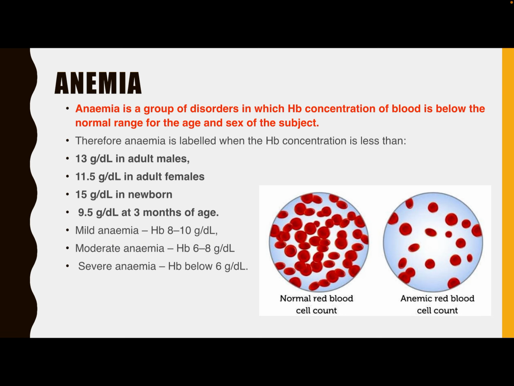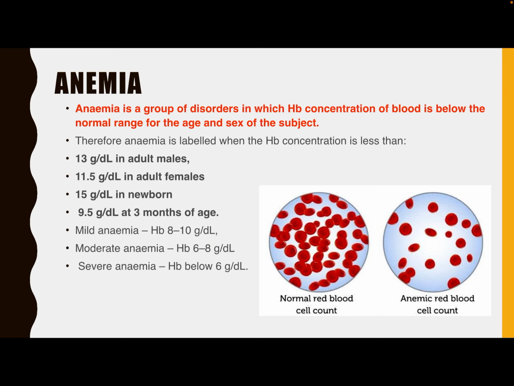And anemia is further classified into mild, moderate, and severe, where mild anemia is the hemoglobin range of 8 to 10 gram per deciliter, in moderate anemia the hemoglobin concentration will be in the range of 6 to 8 gram per deciliter, and in severe anemia the hemoglobin concentration will be below 6 gram per deciliter. So in this picture we can see the normal RBC and the anemic RBC count. Here we can see the scanty RBCs in the blood picture.